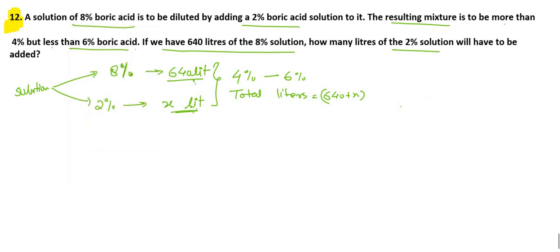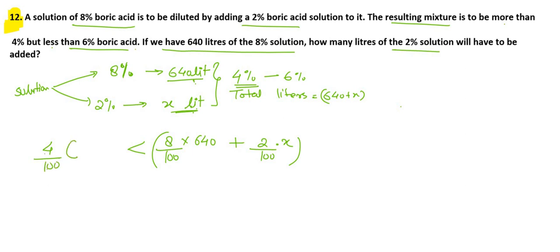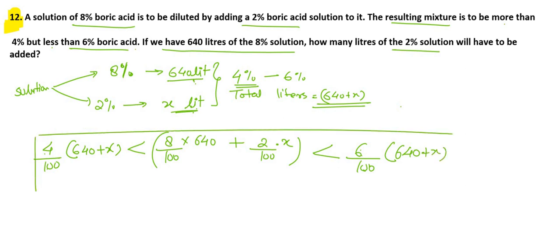Okay. So what we are mixing here? We are mixing 8% of 640 liters plus the 2% solution, we are mixing X. Total percentage should be more than 4% of total. 4% of total will be how much? 4 by 100 times 640 plus X, because total liters is this. But less than 6%. 6% is 6 by 100, 6% of 640 plus X. This should be the condition for X.